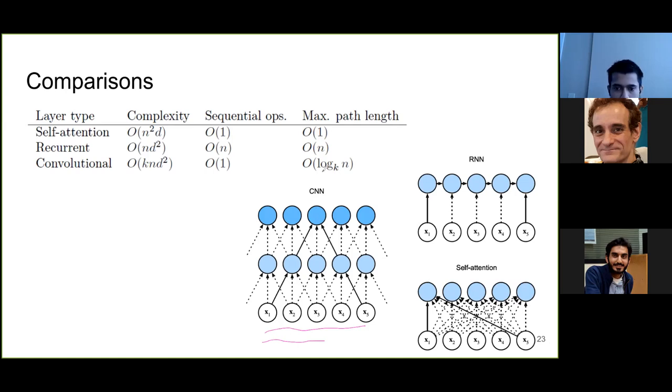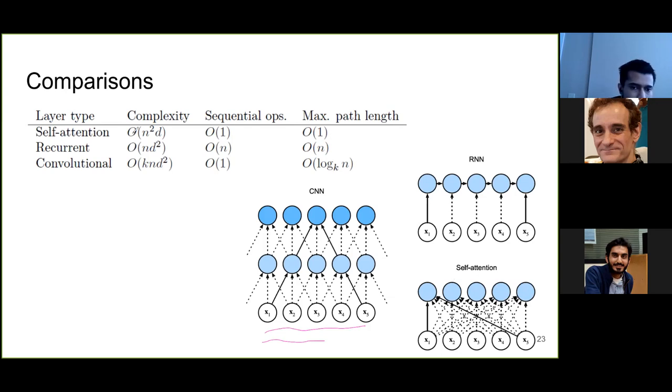And here we have log_k(n), because given this 5, to get information from 1 to X, we need log K, where K is the size of the filter, basically. So we need a shorter length, so log_k(n). And here O(1), because all of them are connected to each other. It's a direct one-step approach.